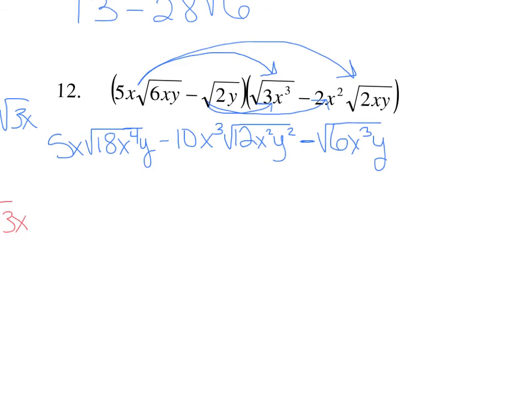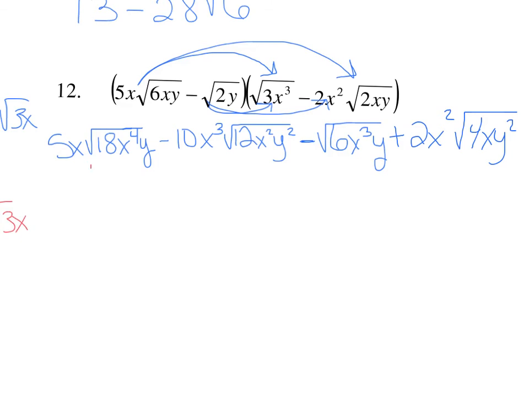The coefficient here is -1, here is -2x squared, so that's going to make positive 2x squared. The radicands are 2y and 2xy, so that's going to make 4xy squared. And we're going to simplify next.